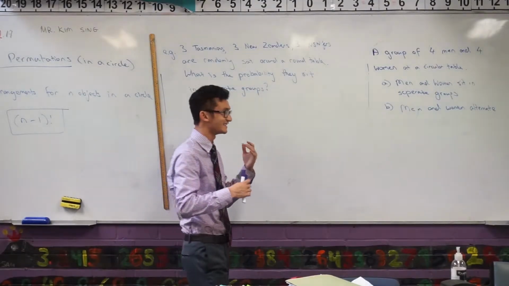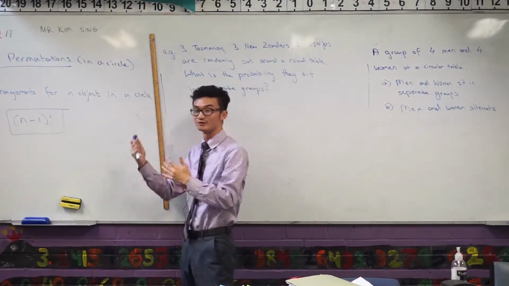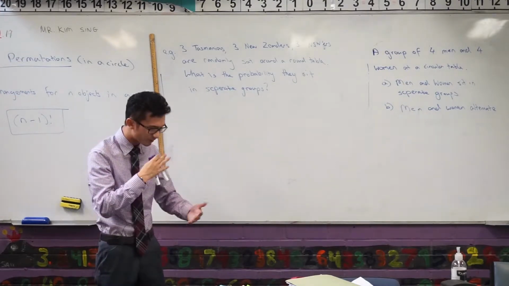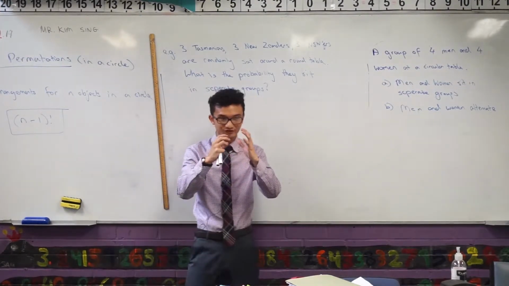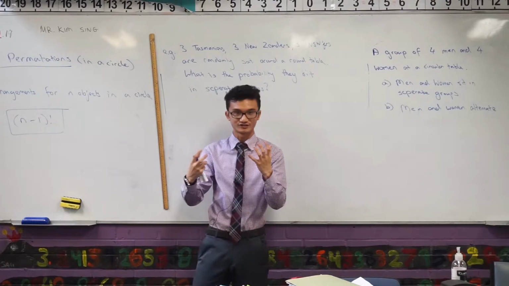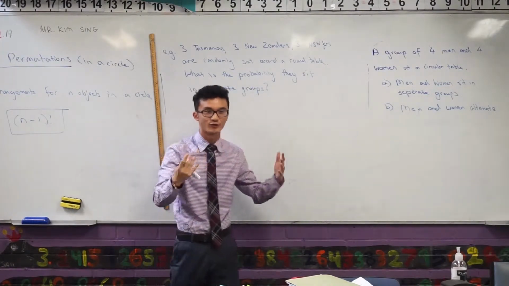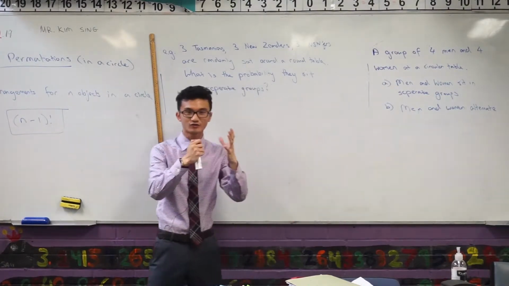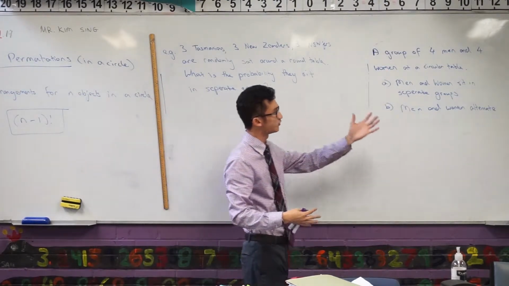All right, so when we're looking at these permutation problems where we're looking at a circle, we want to keep in mind our knowledge that if I want to find an arrangement for n objects in a circle, I have to take n minus 1 all factorial. But like with a lot of questions, we can extend this further. We can start applying some restrictions here.